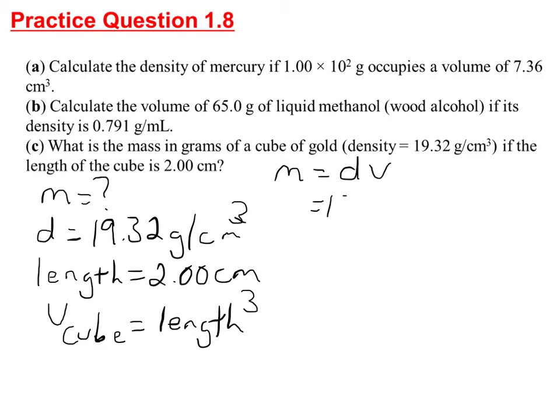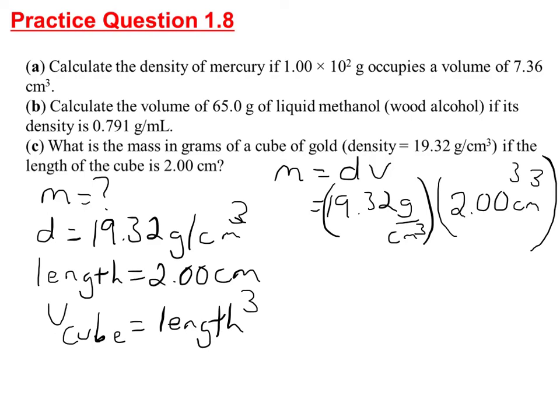We know the density is 19.32 grams per centimeter cubed. We can multiply that by the volume, which is going to be 2.00 centimeters cubed, so we're cubing both the 2.00 and the units. If we solve this, we find that the mass is 155 grams. From the volume we can see that we have three significant figures, the 2, the 0, and the 0, whereas for the density we have four significant figures. When we multiply, we take the least number of significant figures, so 3, so 155 grams.